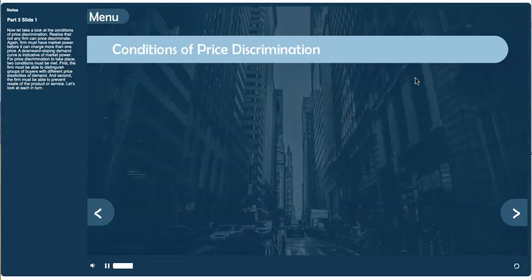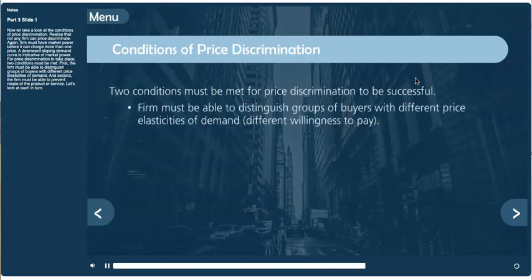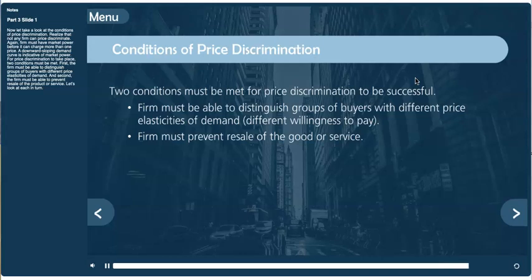Now let's take a look at the conditions of price discrimination. Realize that not any firm can price discriminate, okay? So again, a firm must have market power before it can charge more than one price. So a downward sloping demand curve is indicative of market power. So for price discrimination to take place, 2 conditions must be met. First, the firm must be able to distinguish groups of buyers with different price elasticities of demand. And second, the firm must be able to prevent resale of the product or service. Now let's look at each in turn.